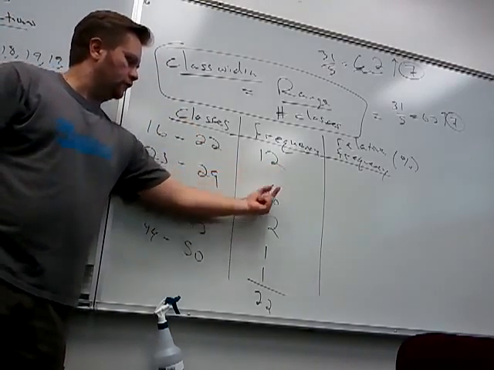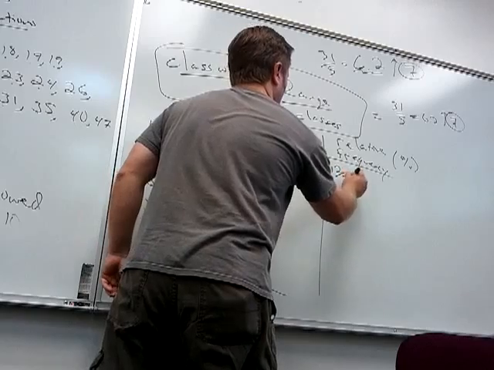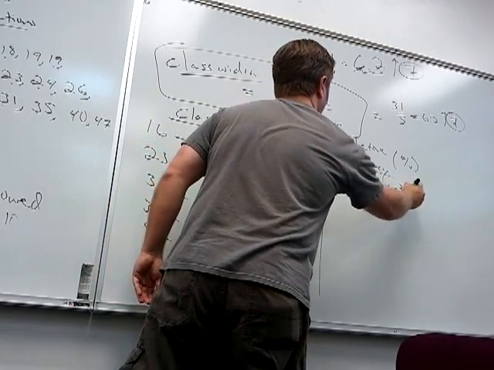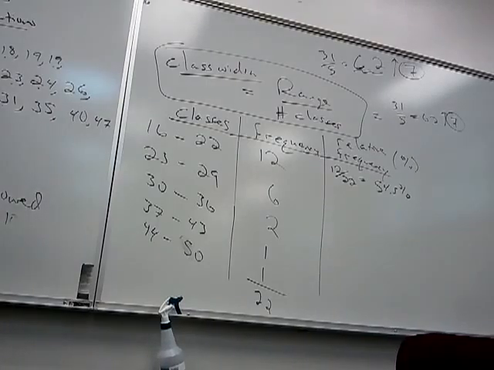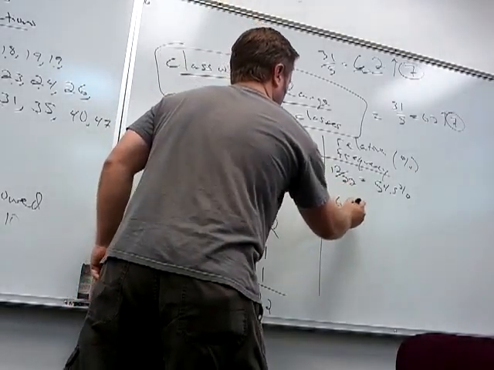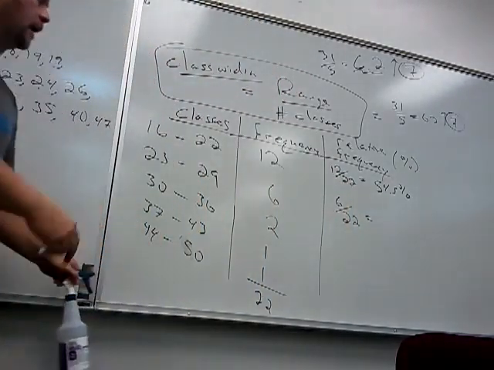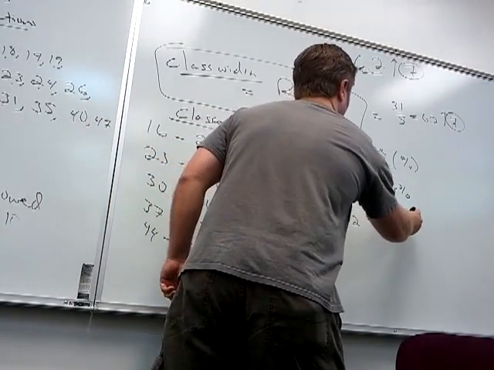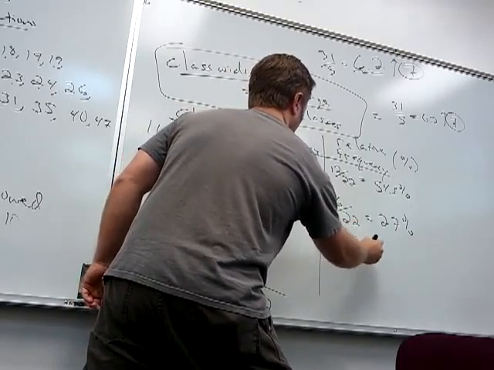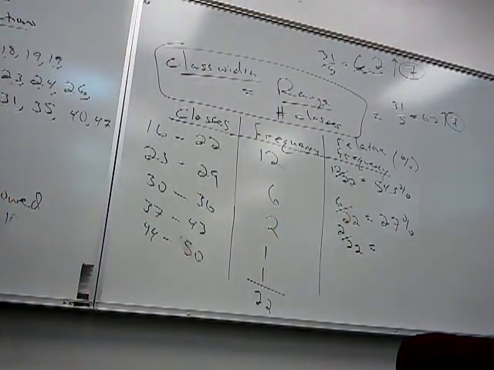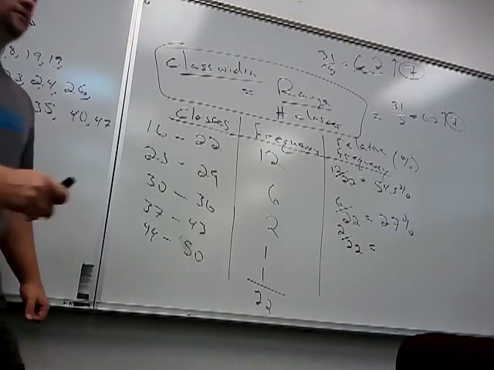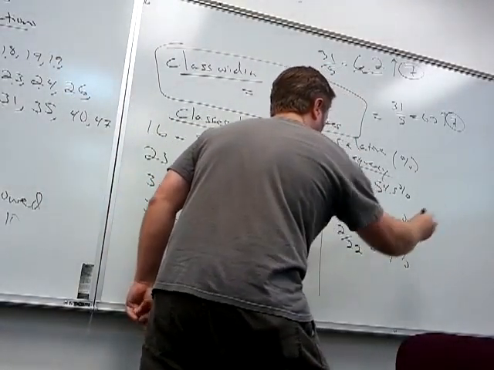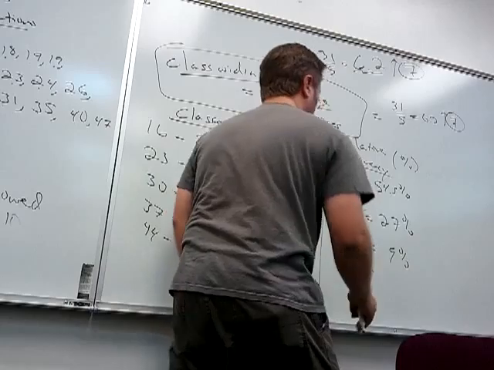So what is 12 divided by 22? 54.5%. Yeah. If you do it, you get like 0.54, blah, blah, blah. Okay, cool. 6 out of 22 will be half of that, so 27 roughly. 2 out of 22 will be about 9%. Right, I think. Oh yeah, 9 point something rather. 1 out of 22 will then be like 4 point something.